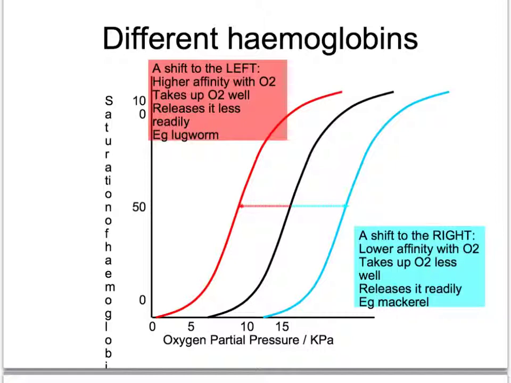That's good for animals or organisms that have a high metabolic demand. They need lots of oxygen to be supplied to their muscles. Downside is they have to live in high oxygen environments.